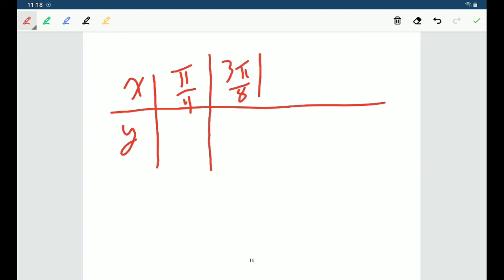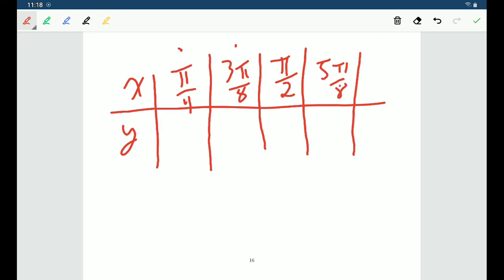Notice again, my tick marks are still going up by pi over 8. This is 2 pi over 8, 3 pi over 8. The next one should be 4 pi over 8, which is the same thing as pi over 2. 5 pi over 8. 6 pi over 8, which is the same thing as 3 pi over 4.